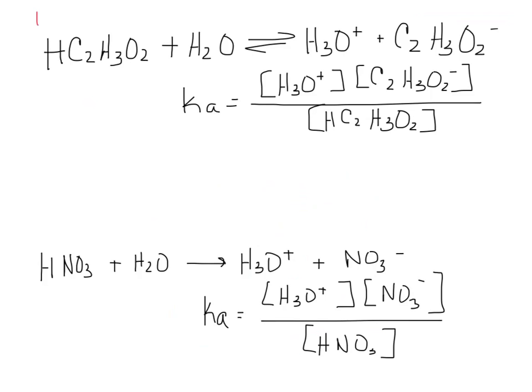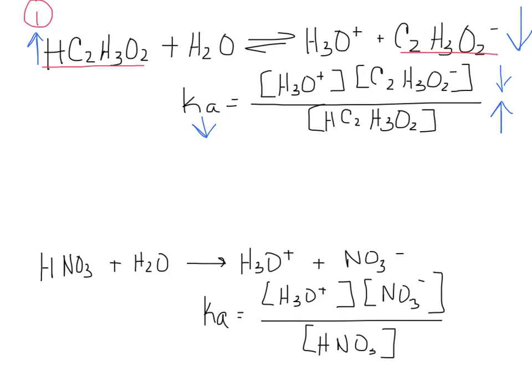So let's take a look at this first example at the top here. Here we see the equilibrium that exists between the undissociated acetic acid and the dissociated acetic acid. Since this is a weak acid, at equilibrium, we have a relatively small concentration of dissociated acid and a relatively large concentration of undissociated acid. This gives us a relatively small numerator and a relatively large denominator. This will result in a small Ka value.